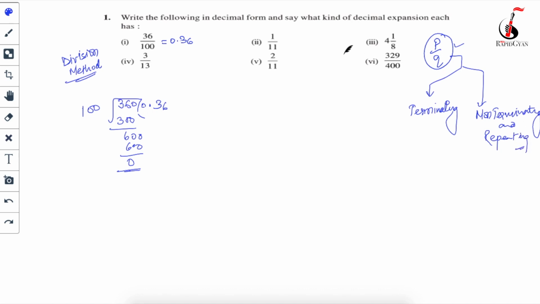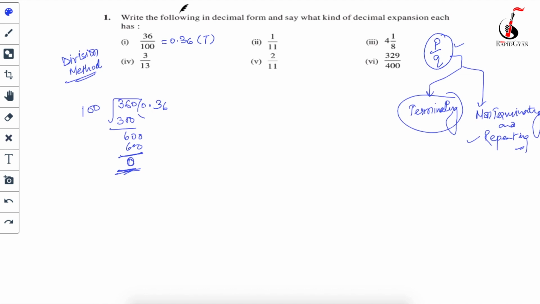So we know that out of all these six questions, the answer will be either terminating or non-terminating and repeating. So what is this one? This one is terminating, correct? Why terminating? Because it's completely divisible and I got the remainder 0. That's why it's terminating. Let's solve another question.